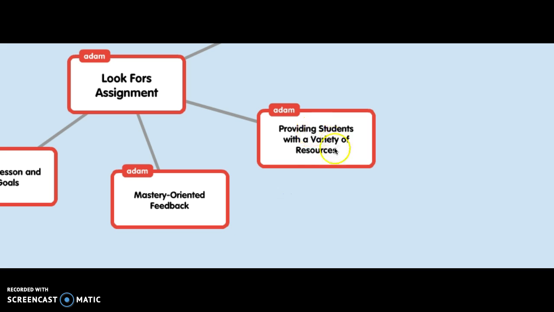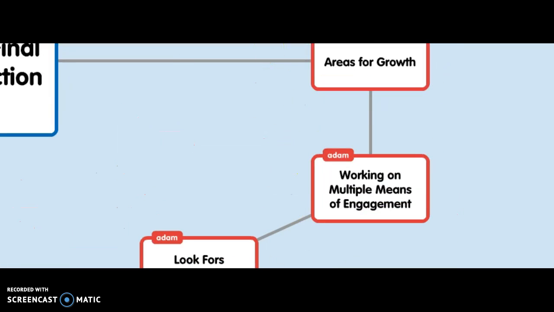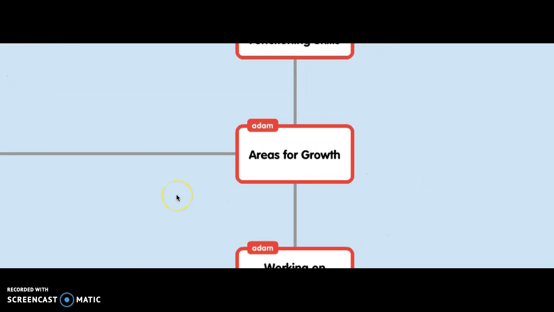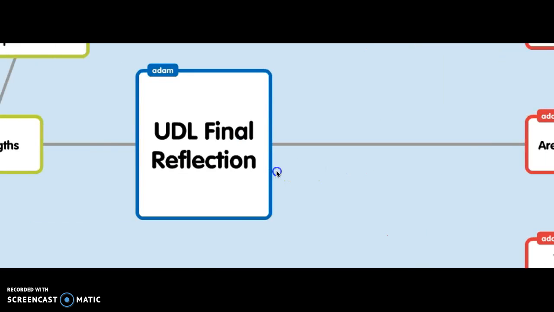Another area I could improve on is providing students with a variety of resources, a variety of different types of readings, different types of ideas and supports for them when we're doing independent work or when they're doing homework. So I think that's an area that I could really improve on as well. So those are the big areas for growth in the future. There's certainly more areas, but I just wanted to start with those. And that's really my big reflection for UDL.